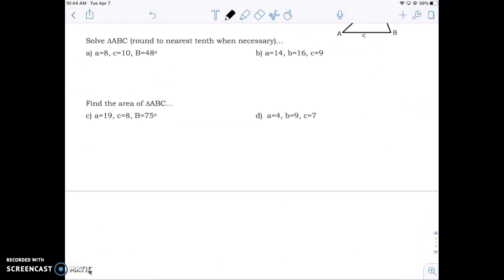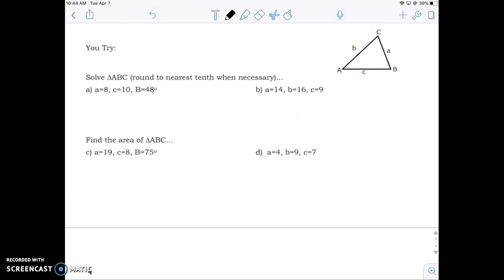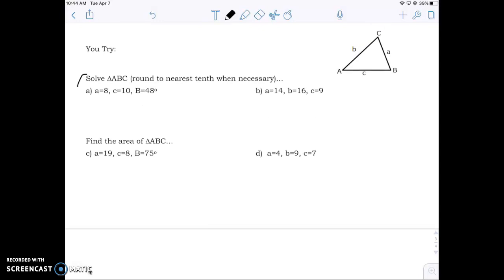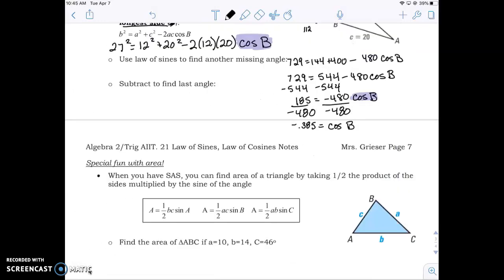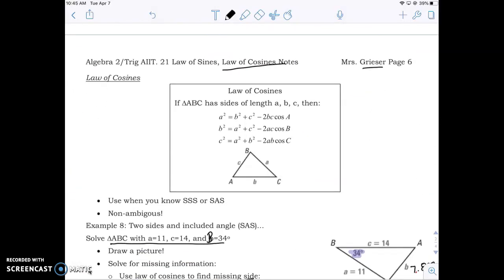Let's see, what are our practice problems going to be? We're going to just do problems A and B. So what you're going to do for problem A is you're going to find side B. So that's from the first example. And for problem B, I would like you to find angle A. A little bit different. So I want you to find angle A instead of angle B. So when you go up and you reference your 3 equations here, if I want you to find angle A, which one of those 3 should you use?